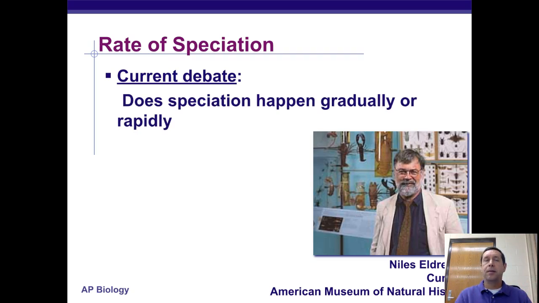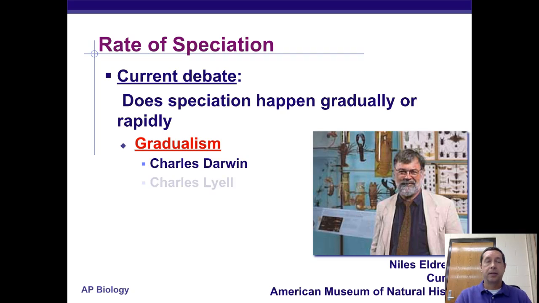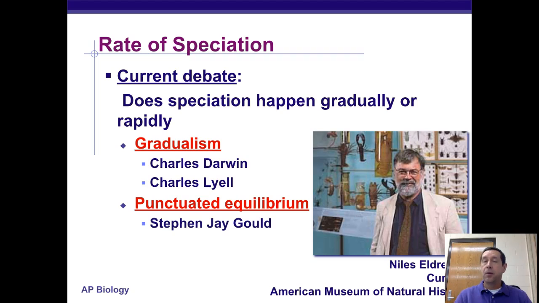And again, when we use these terms, these are relative terms. On the evolutionary timescale, rapidly is not a couple of years, a couple hundred years even. So gradualism was proposed by Darwin. Slow, steady change. Lyell also worked with it. Punctuated equilibrium, a newer theory, was first published by Stephen Jay Gould. Niles Eldredge also worked on that.